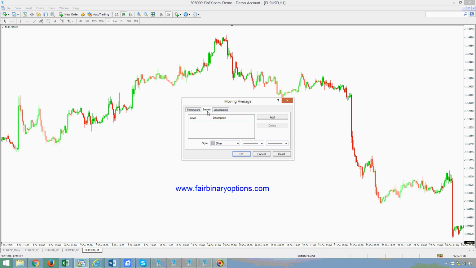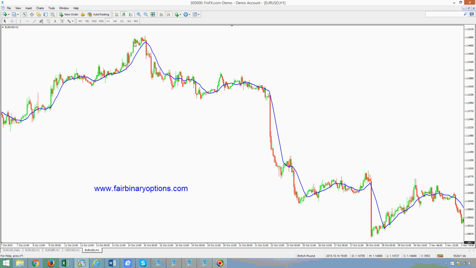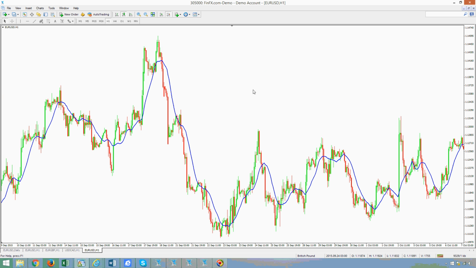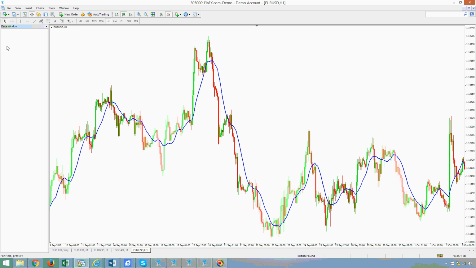You may also have levels and a visualization on all time frames, and if you click OK, that would be the simple moving average plotted on the screen. This is the Euro US dollar on the hourly chart, and this is the moving average with the 14 period. What does it mean? Let's go to the data window here.